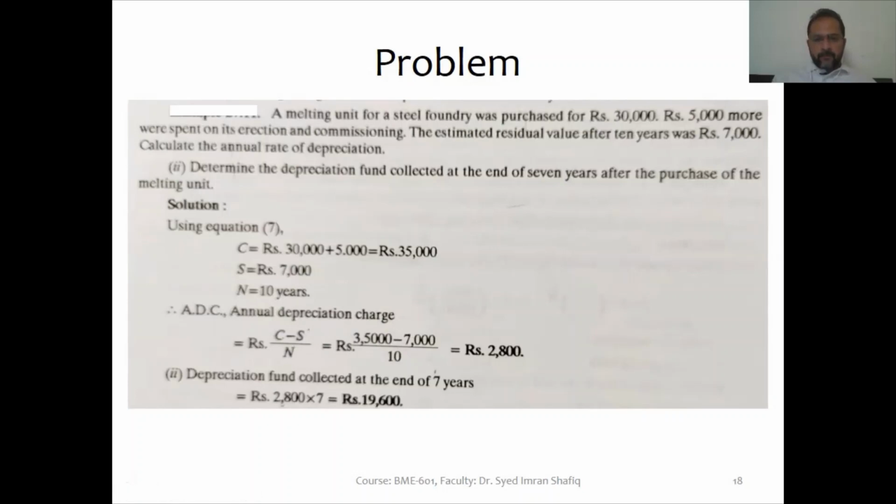annually. And for the second part of the problem, we have to calculate the depreciation fund collected at the end of 7 years. It comes out to be 2,800 into 7, which comes out to be 19,600 rupees.